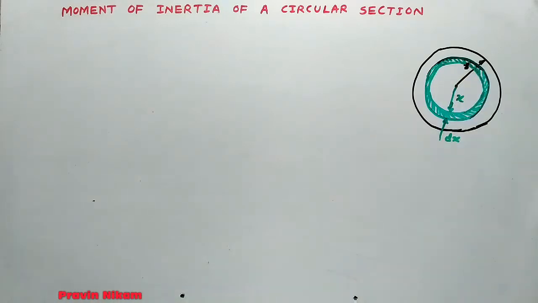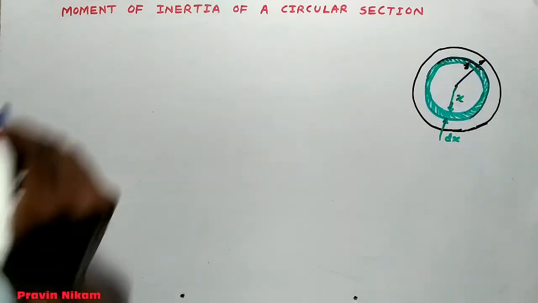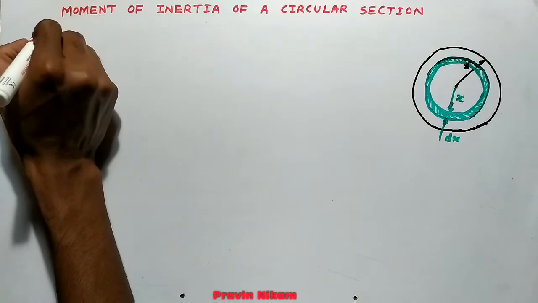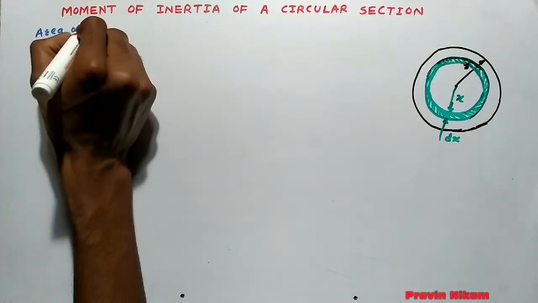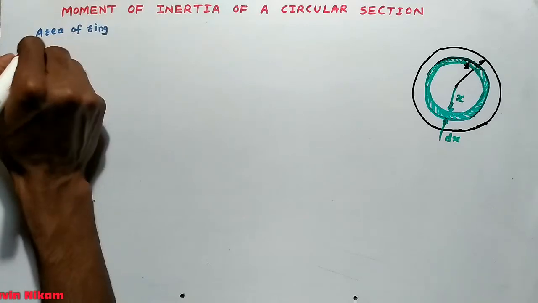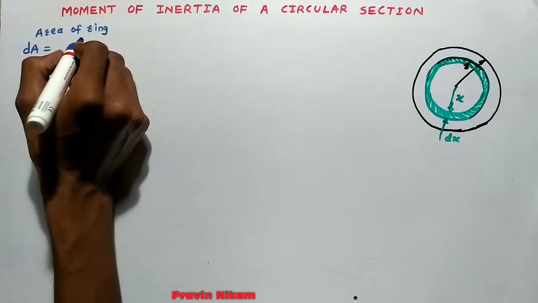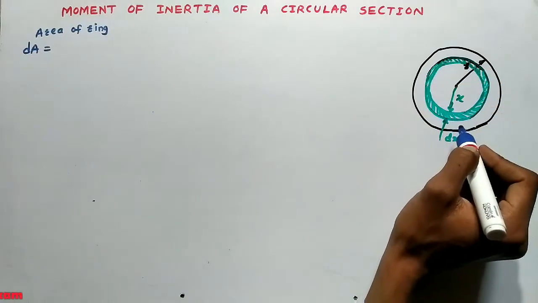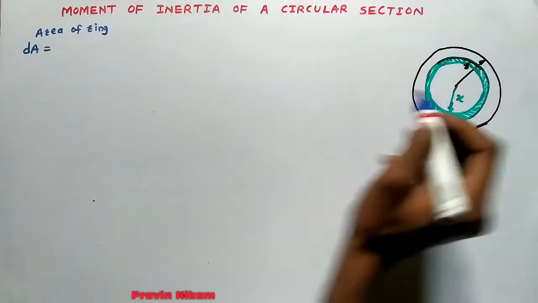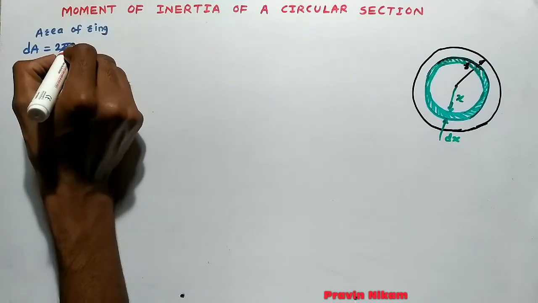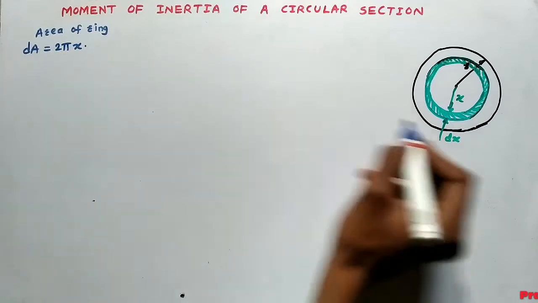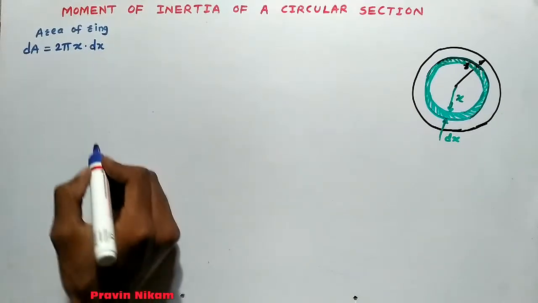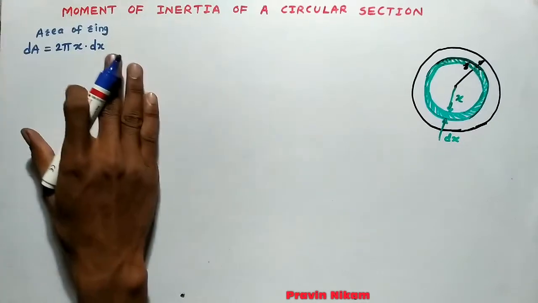This is r. Now let us see the area of the ring. What is the area of this elementary ring? The area of the ring dA is equal to what? Perimeter of this ring into thickness. What is the perimeter? 2 pi x, into thickness dx. So this is the area of this ring.